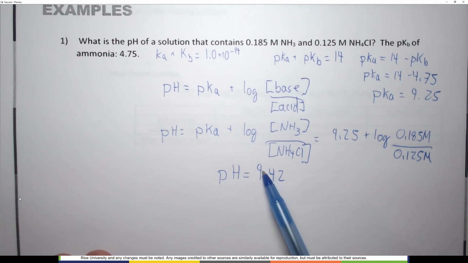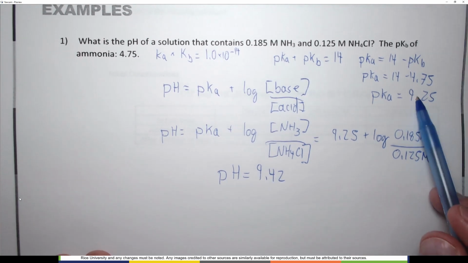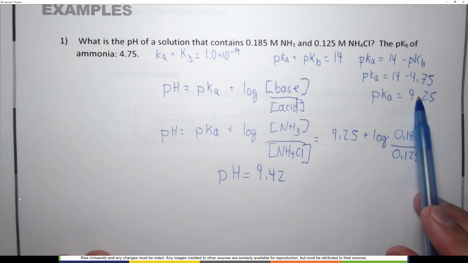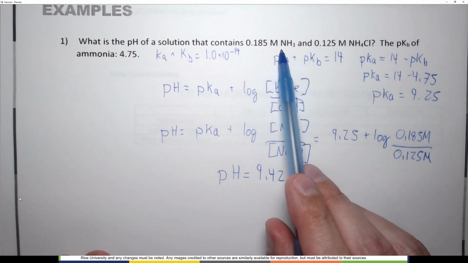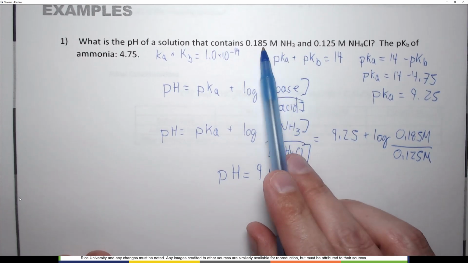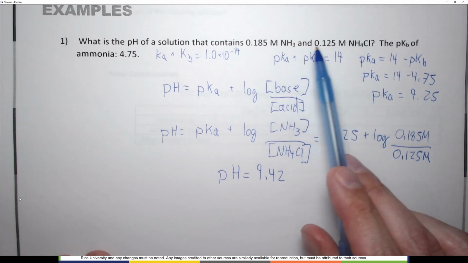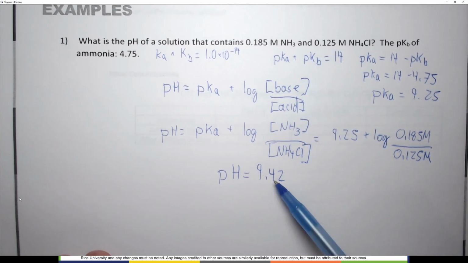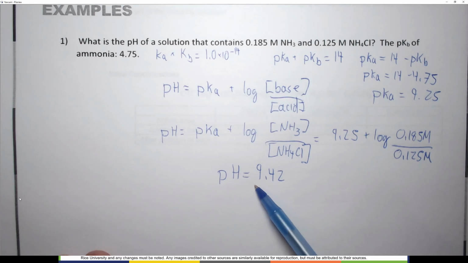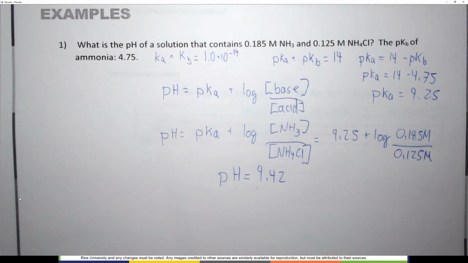If I notice, the pH is higher than the pKa. That means I should have more base. Well, if I look here, NH3, my base, is higher in concentration than NH4Cl, my conjugate acid, which is lower in concentration. So what I would expect is that the pH is higher than the pKa, which it is.